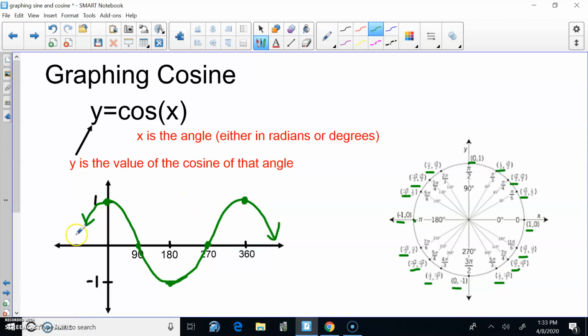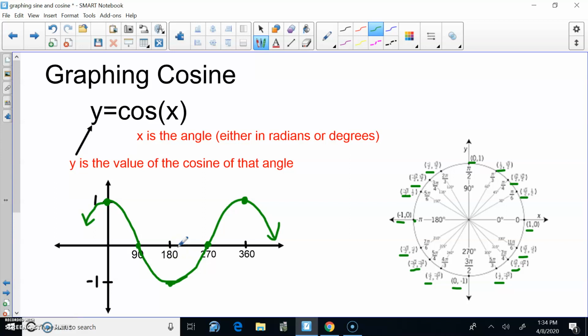And what we end up with, again, is a wave that hits maximums at 1, minimums at -1, and it crosses the x-axis at points in between. And the key points are those angles that are on the axes, those multiples of 90. And of course, you could do this one in radians too if you wanted.